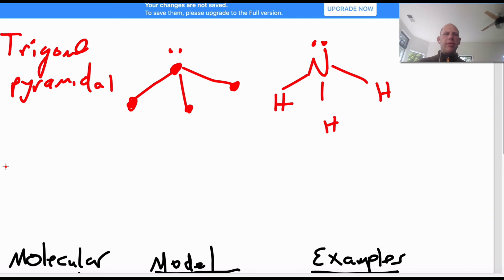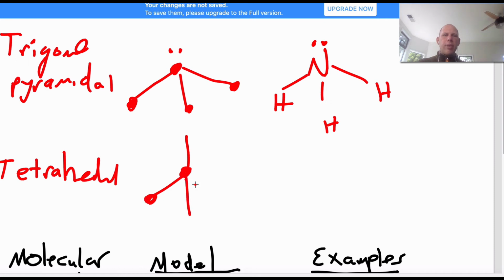Okay. And the final one is when you have four bonds. Okay. And that's called tetrahedral. Now with tetrahedral, it's not going to form an X. It's going to form kind of, imagine a pyramid down at the bottom. And instead of this lone pair, there's one right up here. And methane is a standard example of that.